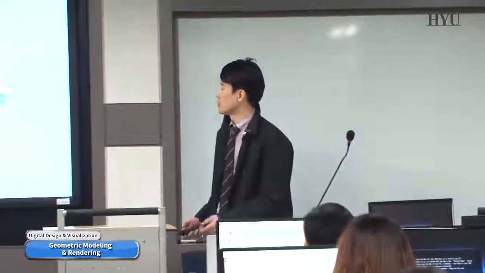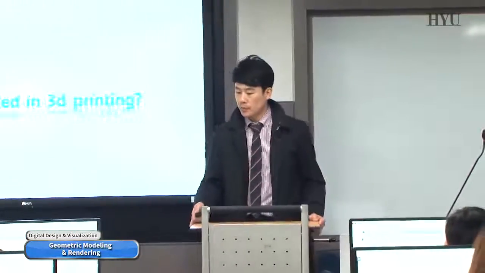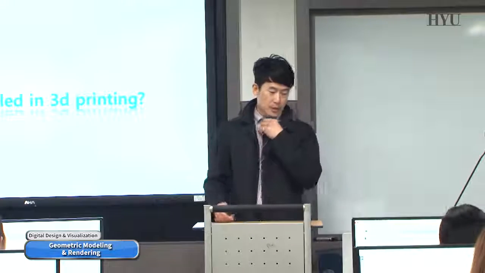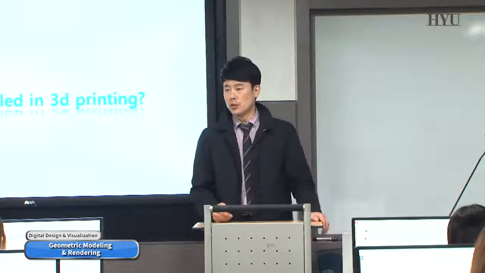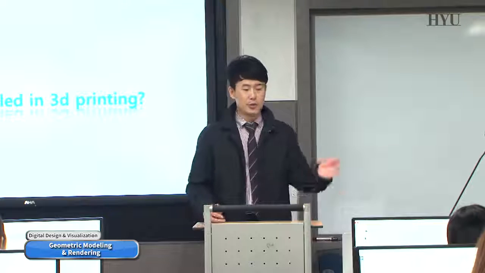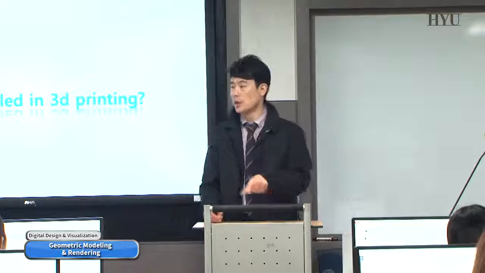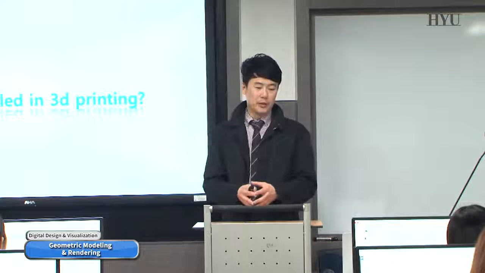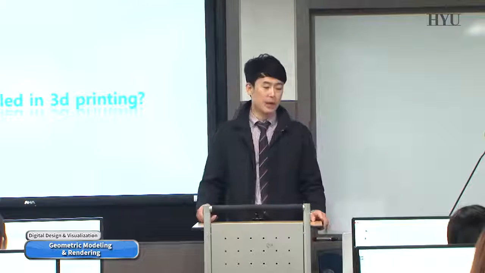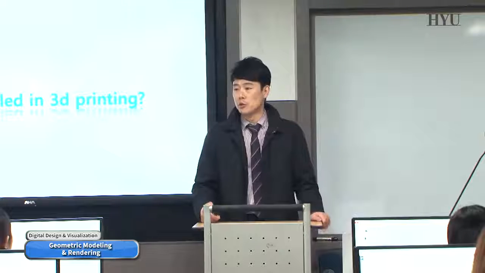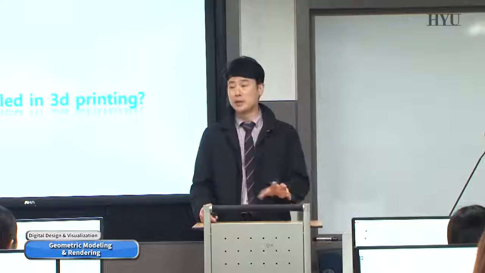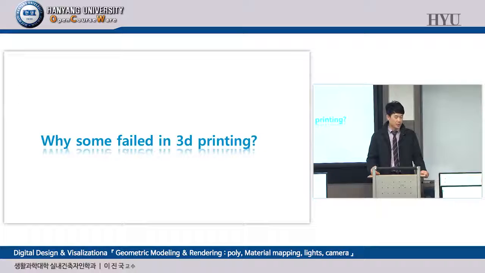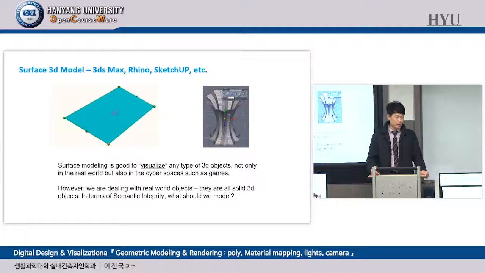Okay, let's go back to the course material. Why do some fail in 3D printing? You just saw lots of cases. I showed you pictures and live pictures from you guys, okay? Someone made a very sophisticated, fine-grained, higher resolution product, and someone failed in removing support and in its geometric shape and so on. Why do some fail in 3D printing?